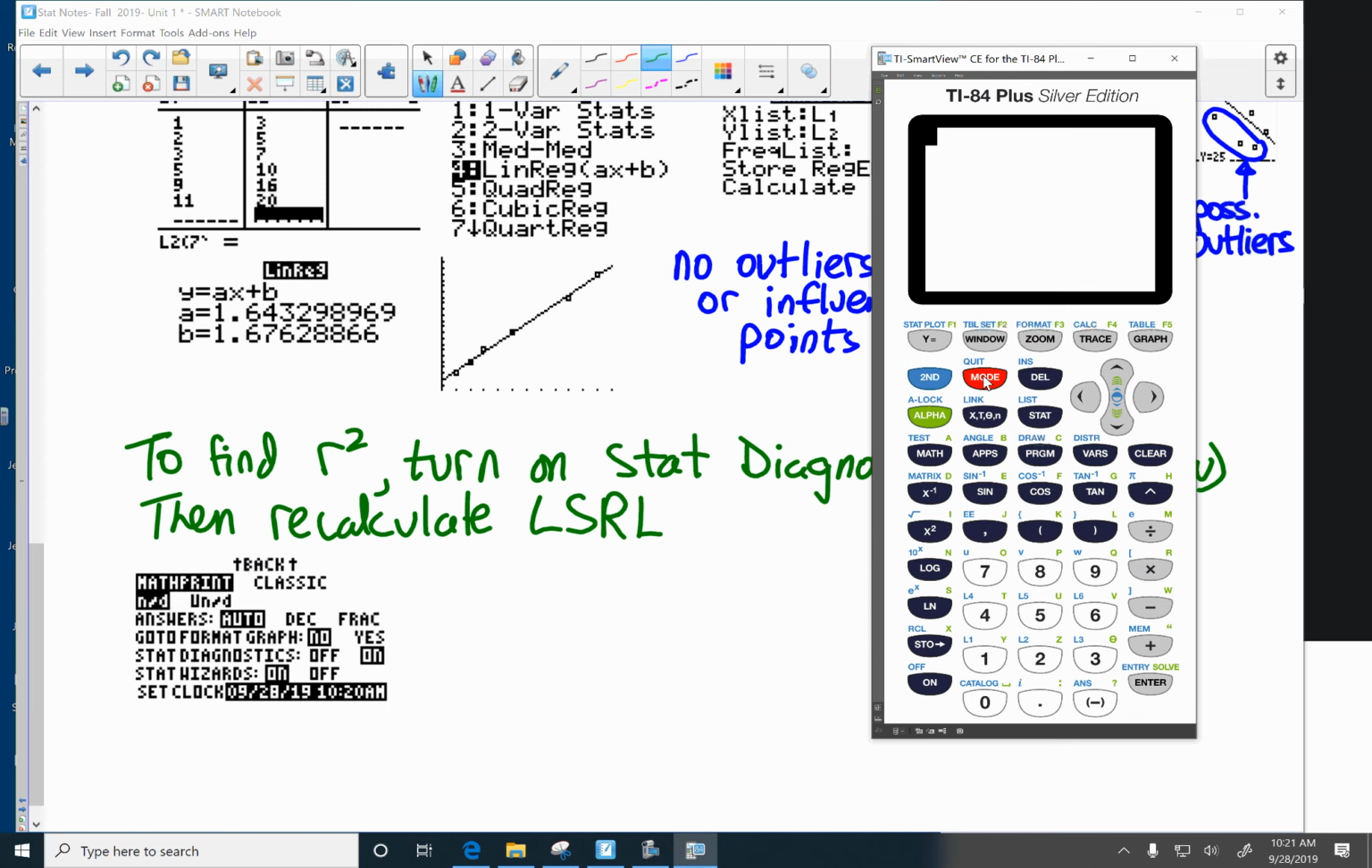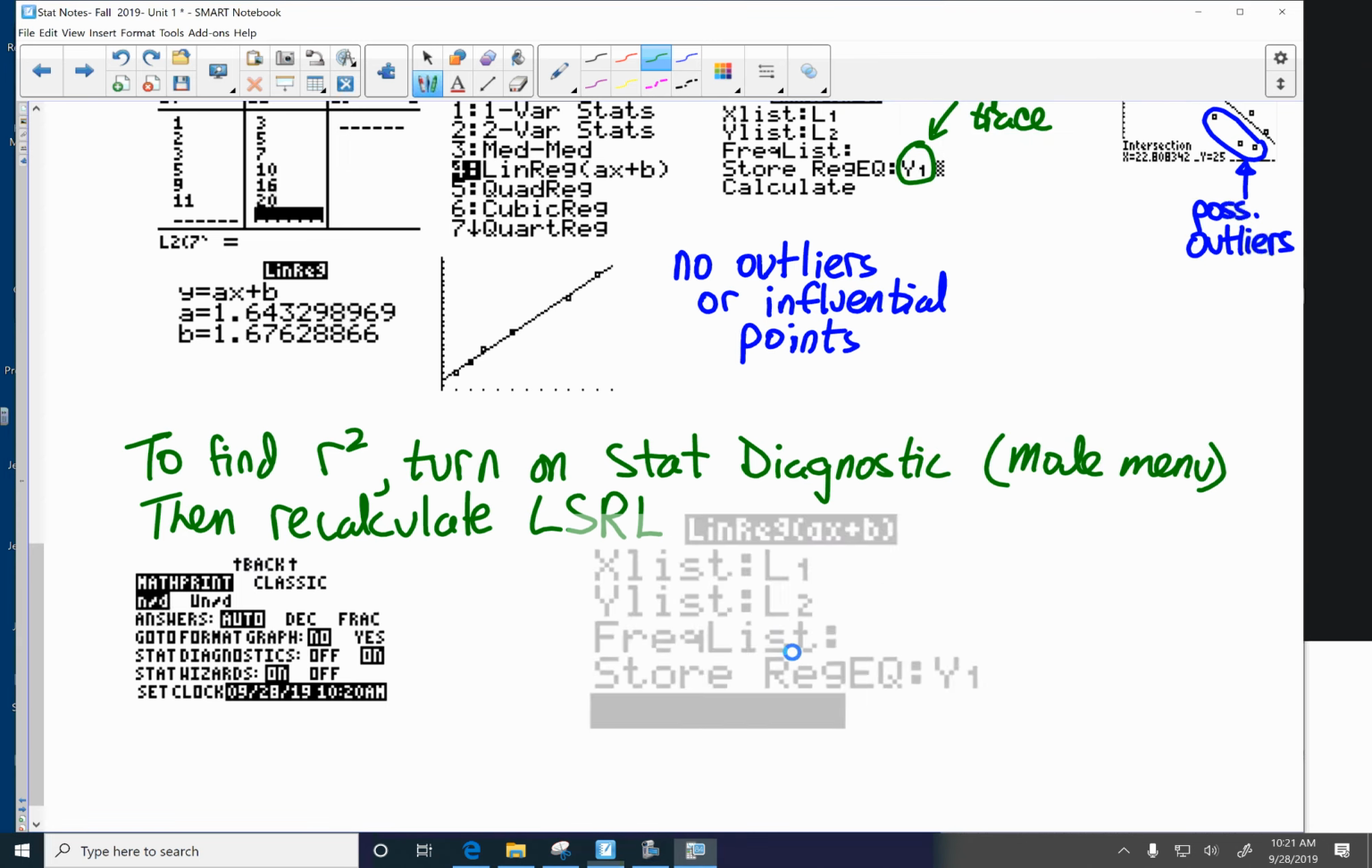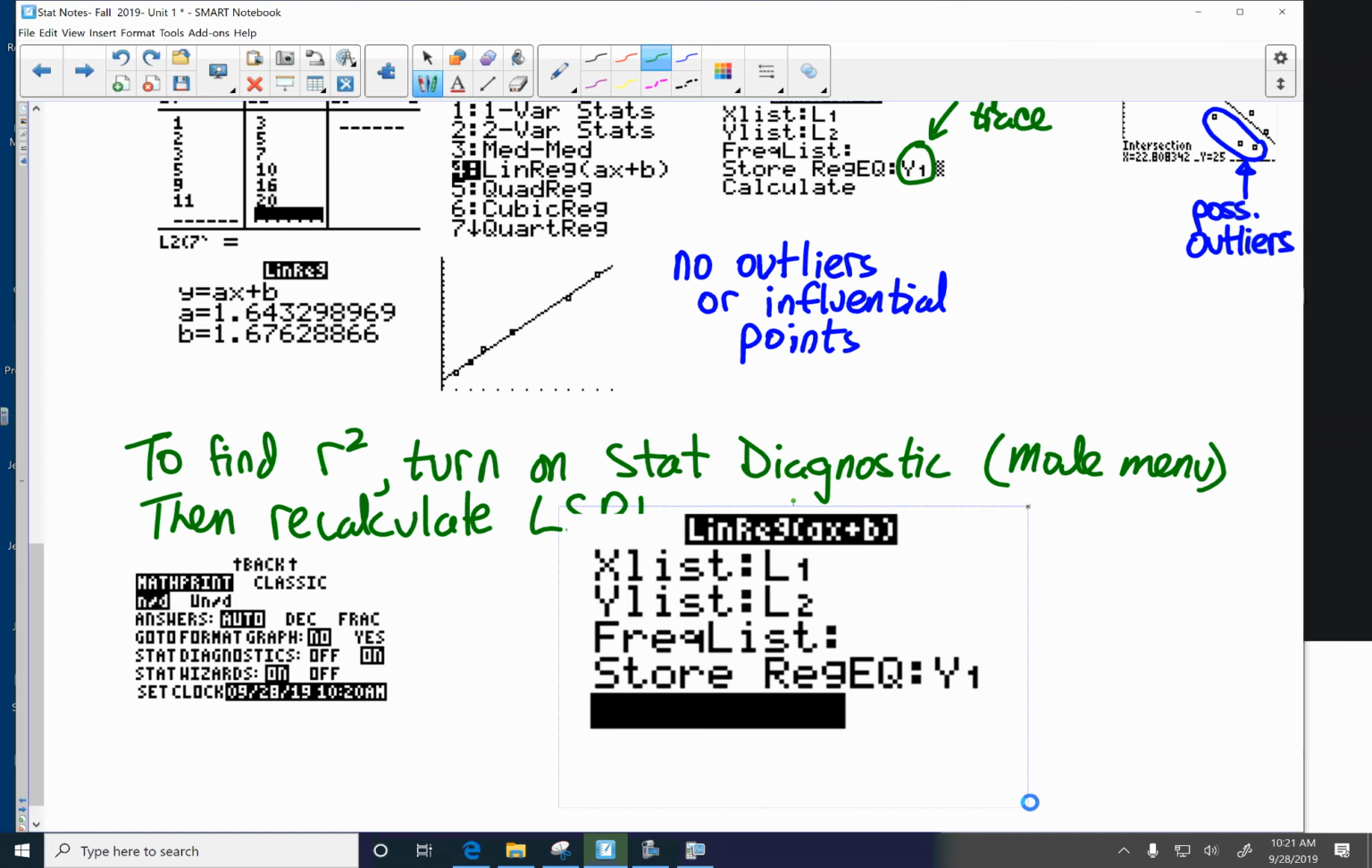So then we're going to do the stat calc 4 thing again. Stat calc 4. We're going to store the regression equation again, alpha trace y1. And again, it's one of those things, like you do it enough times, it becomes more familiar.